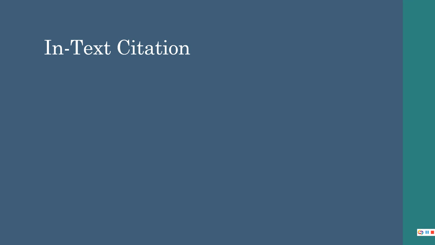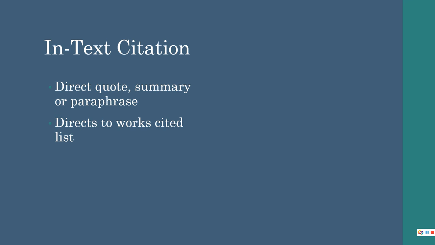Whenever you use information that is not your own or common knowledge, whether it be a direct quote, a summary, or a paraphrase, you need to cite it within the body of your paper. This is called in-text citation. The in-text citation directs the reader to the full source entry in the works cited list.